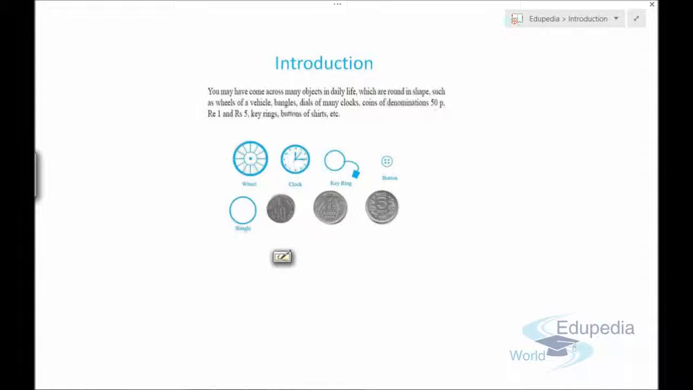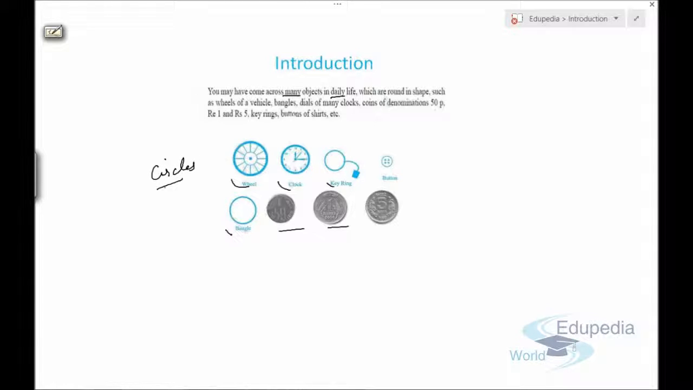You may have come across many objects in daily life, let's say a wheel, a cartwheel, a clock, a keyring, a button, a bangle, or coins, right? They are round in shape, so they are all circles.